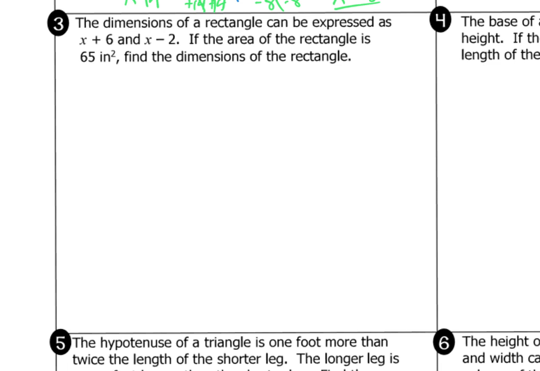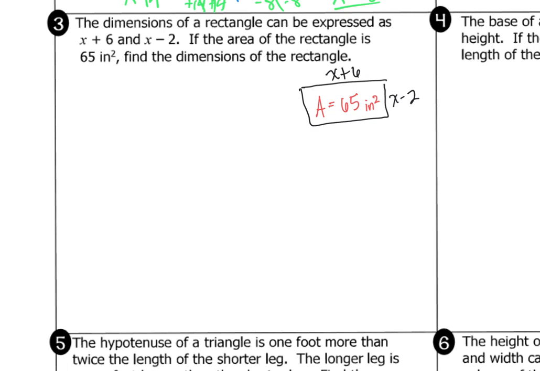All right, on number 3, we have the dimensions of a rectangle can be expressed as x plus 6 and x minus 2. So let's draw a little diagram, make a little rectangle. It's nice to have visuals. We've got one side that is x plus 6, another side is x minus 2, and it doesn't really matter which one's which because they both multiply to make the area. We're saying that when these two are multiplied, they make a total of 65 inches squared.